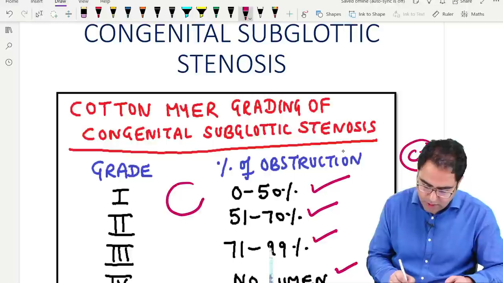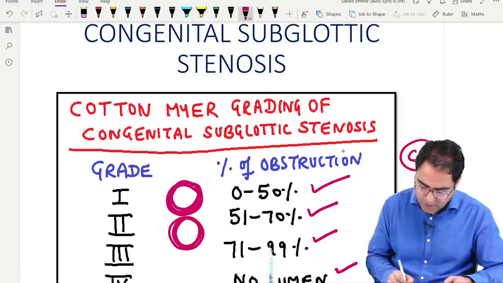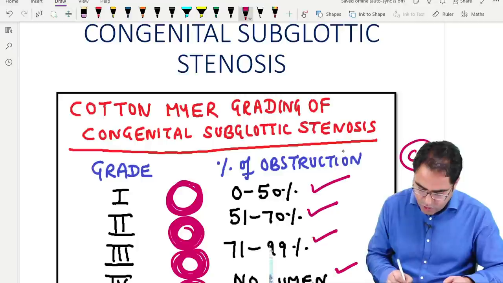Please see, imagine this is normal. 0 to 50% blockage. Then 51 to 70% blockage. Then 71 to 99% blockage. And then no lumen detectable. The subglottic area is getting narrower and narrower on the CT scan. Can you see the grading? How much narrower it gets on the CT scan?